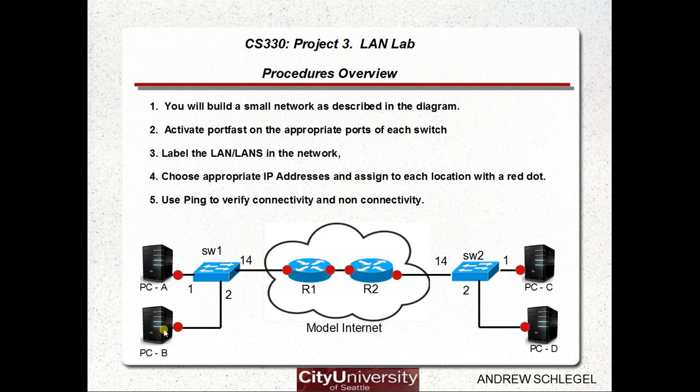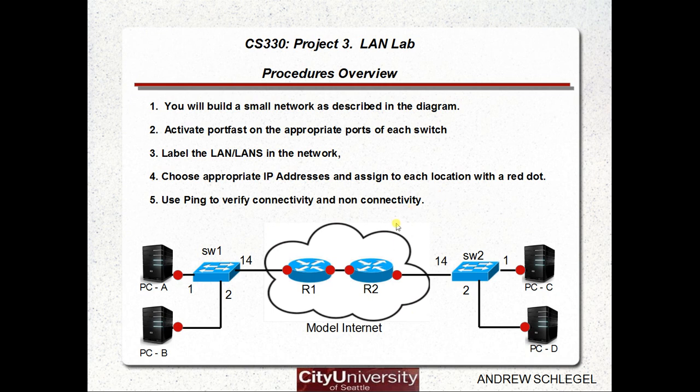This is the procedures overview. You're going to build a small network, this network right here, and you're going to activate port fast on the appropriate switch ports. This is going to be your switch port 1, switch port 2, and switch port 14. PCA, PCB, PCC, PCD. Then you're going to label the LAN or LANs. How many LANs are in this network? You tell me.